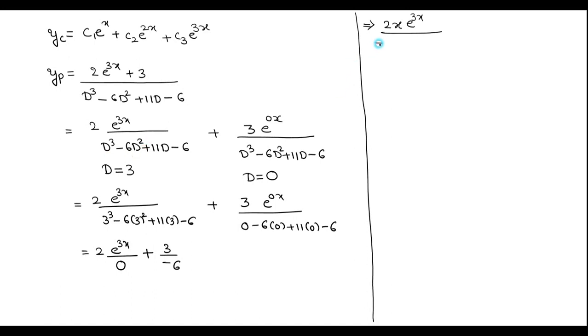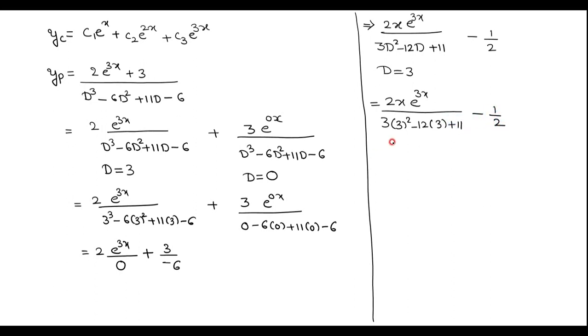So here it will be 3D square minus 12D plus 11. The derivative of 11D will be 11 and the derivative of 6 will be 0, minus 1 by 2 here. Now take D equal to 3 once again. So it will be 2x e raised to 3x divided by 3 square minus 12 into 3 plus 11, minus 1 by 2. So we get 2x e raised to 3x.